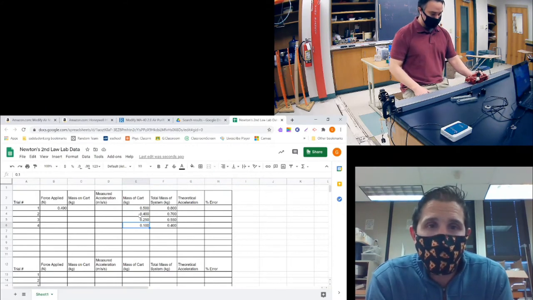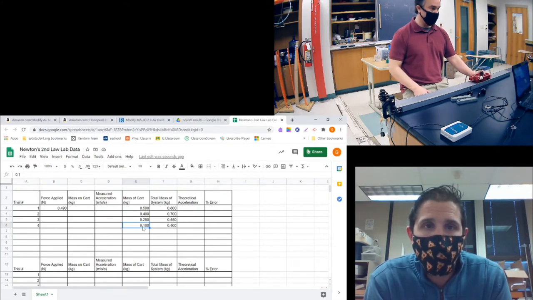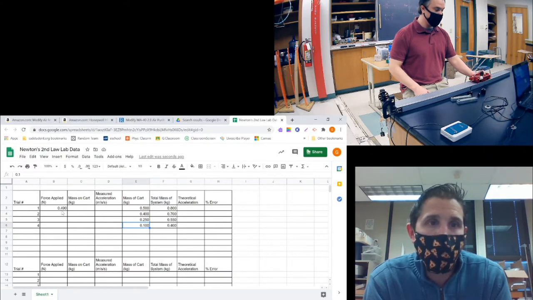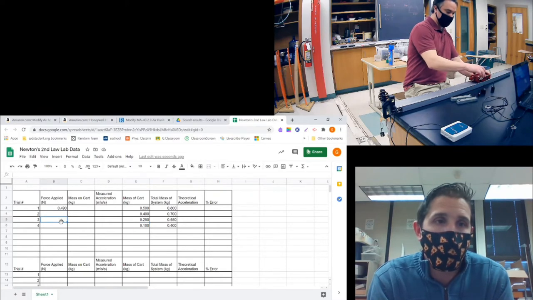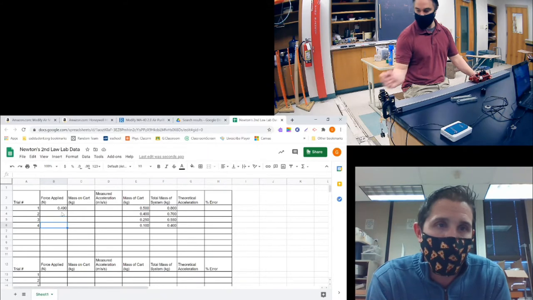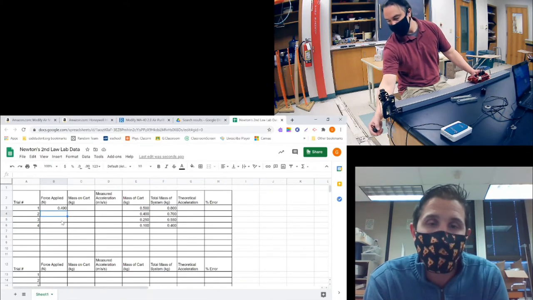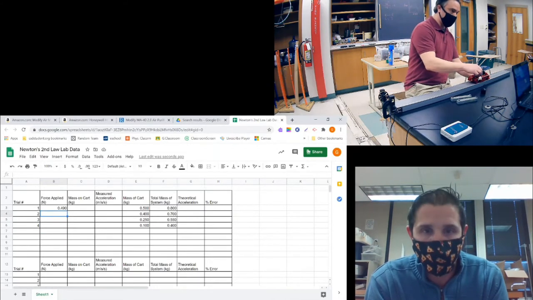You can see that I added those numbers into the table there. So the mass of the cart each time, the total mass of the system, and the force applied I only put in once, because all the trials in part one are going to have the exact same force pulling the system. So you can just copy the same number down through trials 2 through 4 in part one.